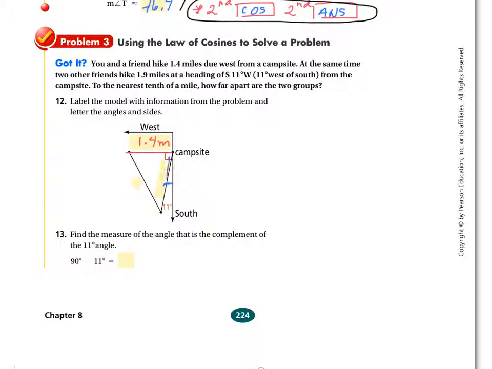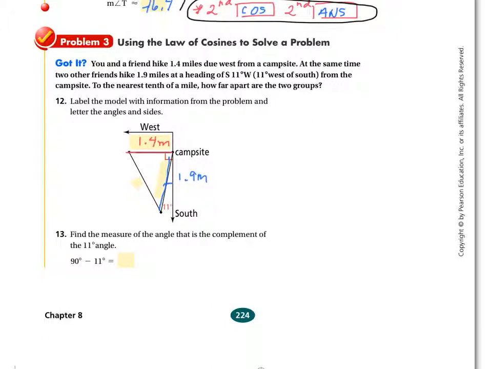And this is their path, their line of path right there. And it said that they went 1.9 miles. So 1.9 miles, I don't have enough room on their box there to write that in there. So that's 1.9 miles on that blue. And so we're creating this triangle. The question is, how far apart are the two groups?